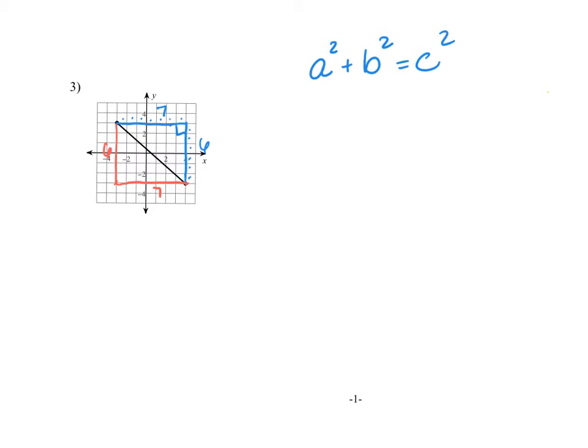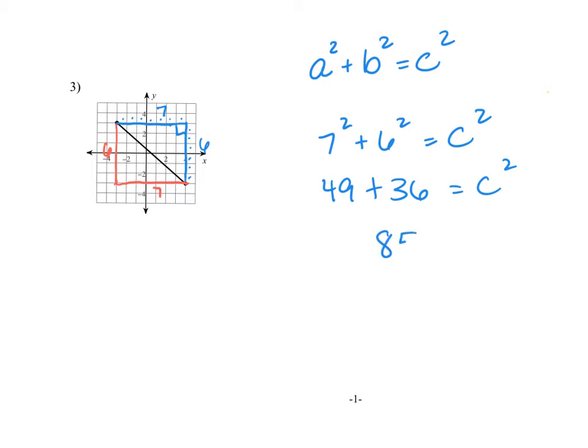You see it? So now you can say 7 squared plus 6 squared equals c squared. And that's 49 plus 36 equals c squared. 85 equals c squared. And how do I undo a square? How do I get rid of that square? What undoes the square? You divide. Not divide, it's the square root.